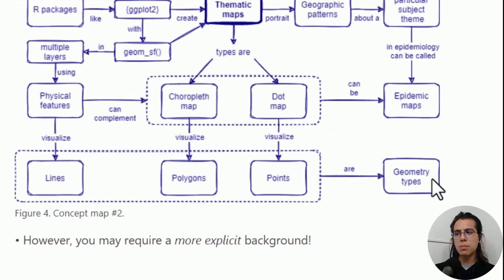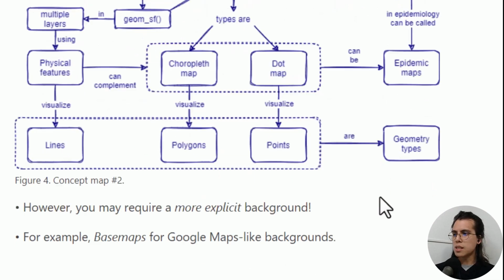However, you probably may require being more explicit with the background. To solve this, in the following lessons, we're going to see how to add base maps with Google Maps-like backgrounds. So hopefully now you feel more comfortable visualizing physical features and using spatial data in multiple layers within ggplot. So see you in the next lesson.